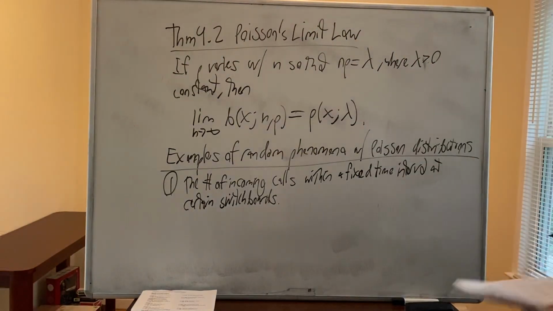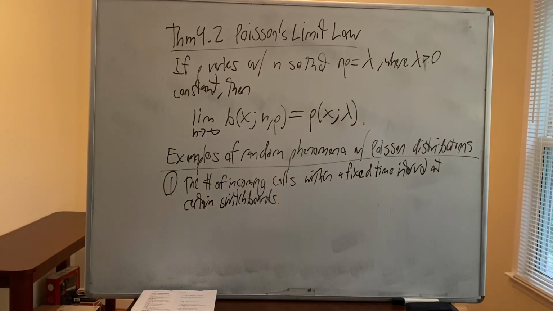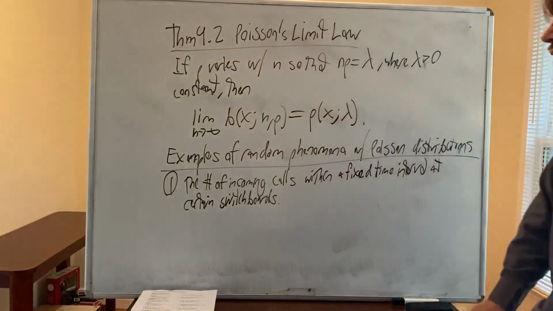So this is an example of a random phenomenon with a Poisson distribution: the number of incoming calls within a fixed time interval at certain switchboards. So these are strange, but we'll see later how this works.